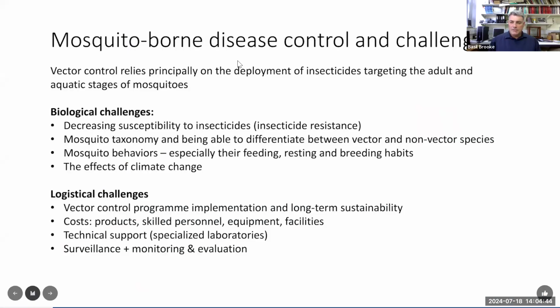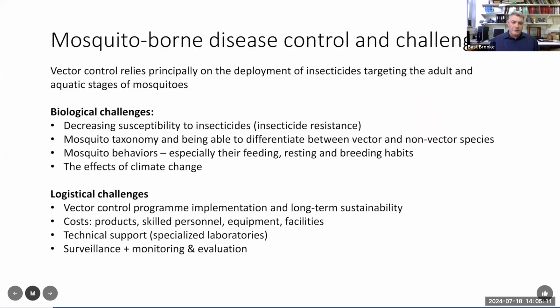So this is how we control malaria, and in fact, most mosquito-borne diseases, which is really what we're focusing on today. And what we do is we use insecticides, and we use them to target the adult phase of the mosquitoes as well as the aquatic stages of the mosquitoes. So it starts pretty simply. It sounds like a simple implementation to solve a complex problem, but actually there are a lot of challenges.